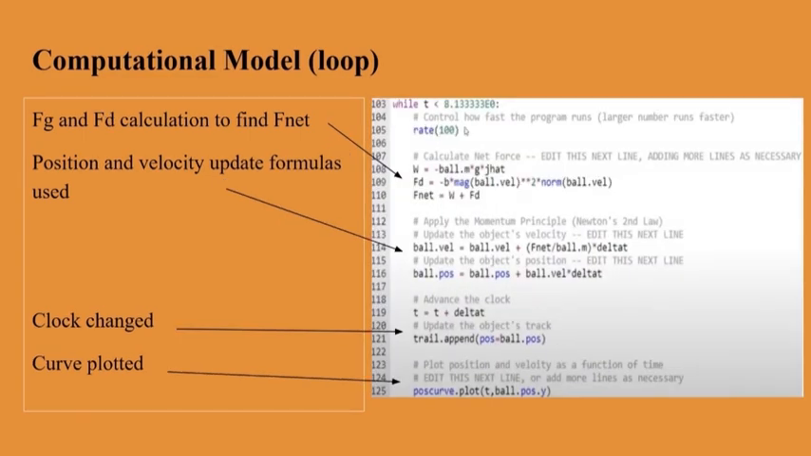Now for the second loop, we updated the time to 8.133, and we calculated the force of gravity again, but then calculated the drag force this time, and then found the net force, and then we updated position and velocity again with the position and velocity update formulas, and then similarly the clock was changed and the curve was plotted.